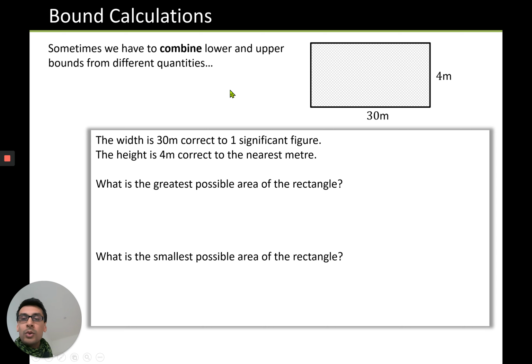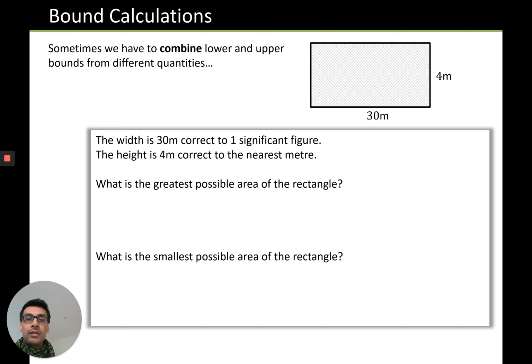So here's an example question you would get with bounds. You're working out, in this case, the greatest and smallest possible area of this rectangle. Now you're told that the width is 30 meters correct to one significant figure, and the height is 4 meters correct to the nearest meter. So all questions with bounds, you can just draw a table of values of all the bounds that you might need to use here.